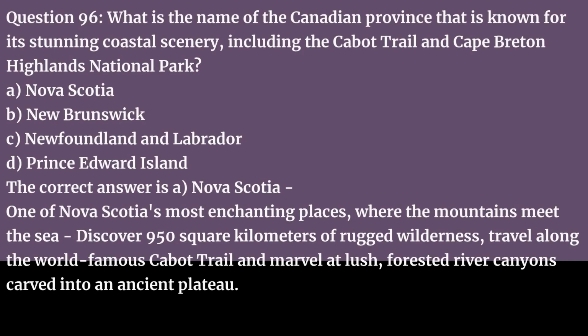Question 96. What is the name of the Canadian province that is known for its stunning coastal scenery, including the Cabot Trail and Cape Breton Highlands National Park? A. Nova Scotia. B. New Brunswick. C. Newfoundland and Labrador. D. Prince Edward Island. The correct answer is A. Nova Scotia, one of Nova Scotia's most enchanting places where the mountains meet the sea. Discover 950 square kilometers of rugged wilderness, travel along the world-famous Cabot Trail, and marvel at lush forested river canyons carved into an ancient plateau.